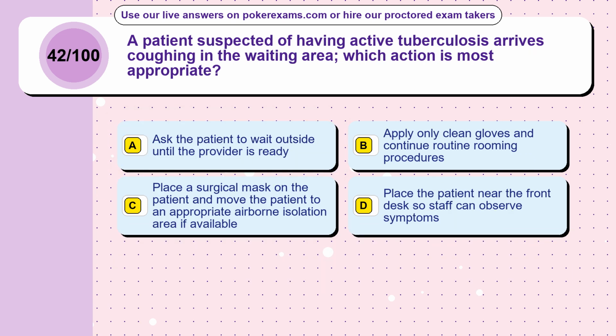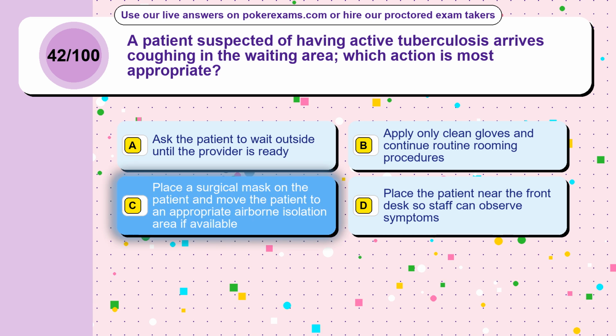Question 42. A patient suspected of having active tuberculosis arrives coughing in the waiting area. Which action is most appropriate? Option A. Ask the patient to wait outside until the provider is ready. Option B. Apply only clean gloves and continue routine rooming procedures. Option C. Place a surgical mask on the patient and move the patient to an appropriate airborne isolation area if available. Option D. Place the patient near the front desk so staff can observe symptoms.